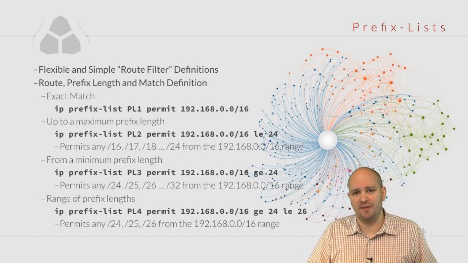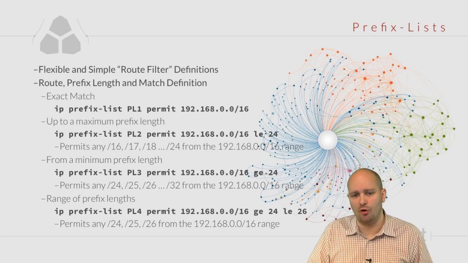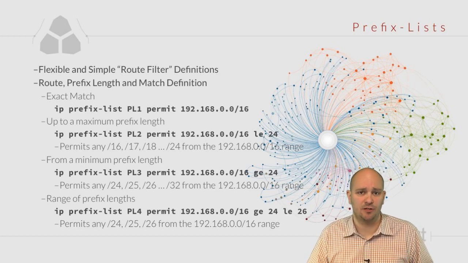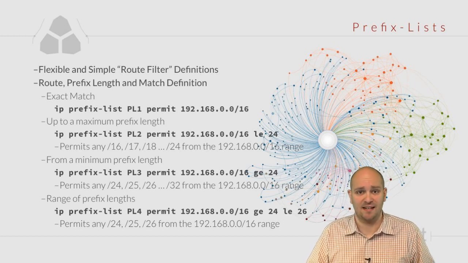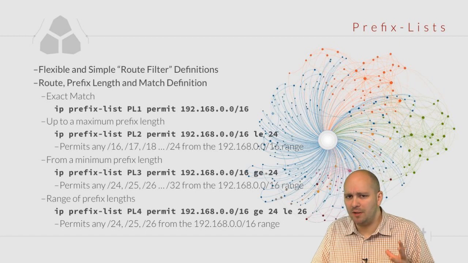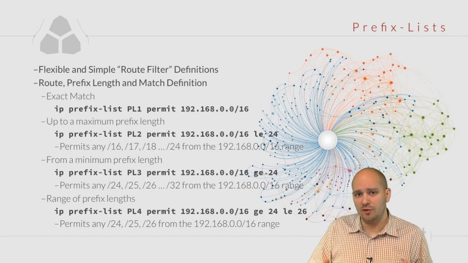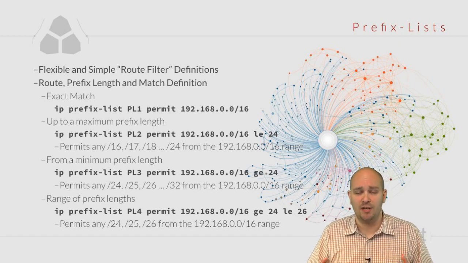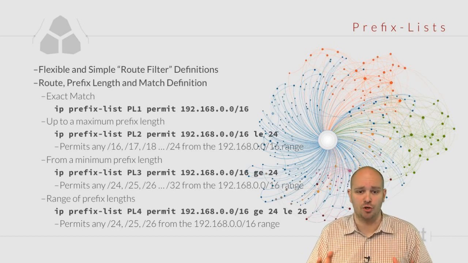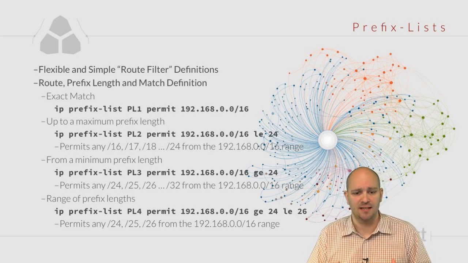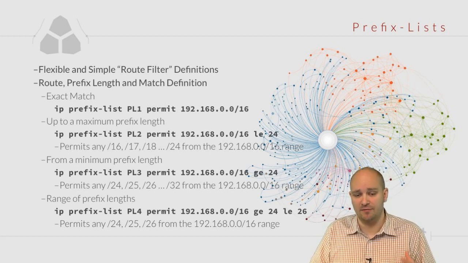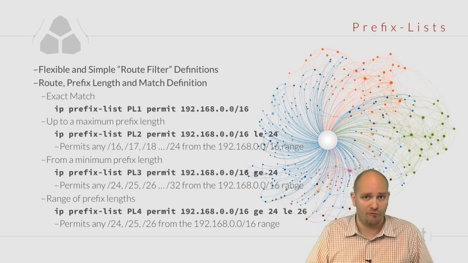Now, when we are using prefix lists, it's important to understand that they consist of several parts. The first part is the actual route that we are filtering, then the prefix length that we want to filter on, and then a particular match definition. Now, allow me to explain this a little bit. There are, generally speaking, four things that can be done with prefix lists. We can have the exact match, we can have a match of a particular route from a certain range up to a specific prefix length, or we can have the similar thing with a minimum prefix length, and finally, as the fourth item, we can have a range of prefix lengths.